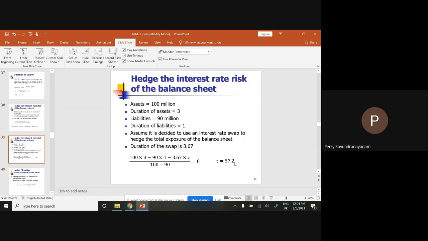Does it mean that you have to go and raise deposits again of 57 million? You'll understand this first and foremost. The company has assets of 100 million for 3 years and liabilities of 90 million for 1 year. The duration on its assets is 300 and the duration on its liabilities is 90. In order to make assets and liabilities match, he has to raise his duration by 3.67. In other words, he has to increase his liabilities duration.